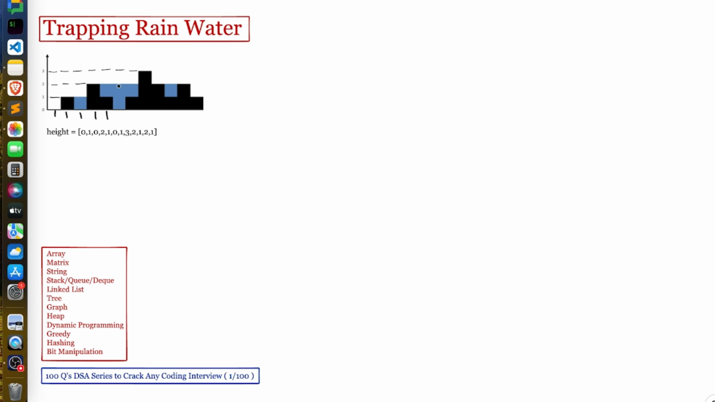If it rains, these blue colors are the water trapped inside. In this test case, the total water trapped is 1 into 1. This is one portion of the water that is trapped. Here the area is 1, plus here again the width is 1, height is again 1, so 1, plus here the width is 1 but the height is 2 for this area. So this is the water trapped: 2 into 1 is 2, plus 1 into 1 is 1, plus 1 into 1 is 1. So the total water trapped is 6. I hope you understand this problem.